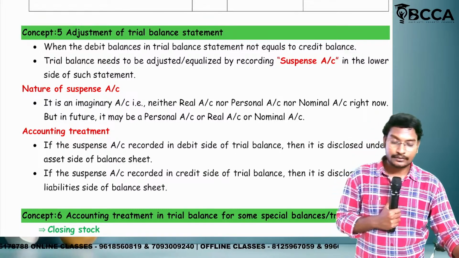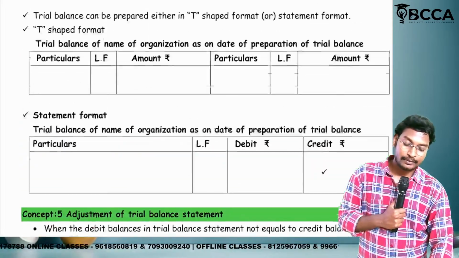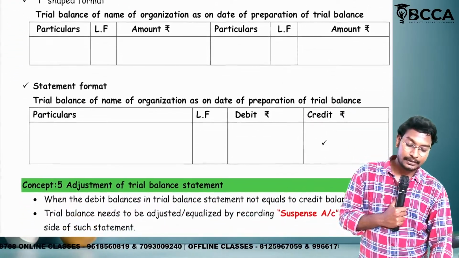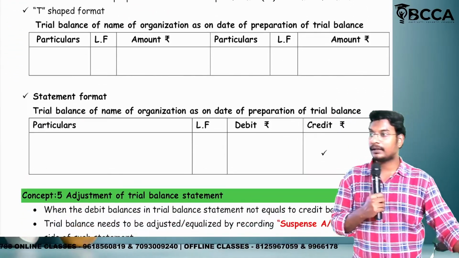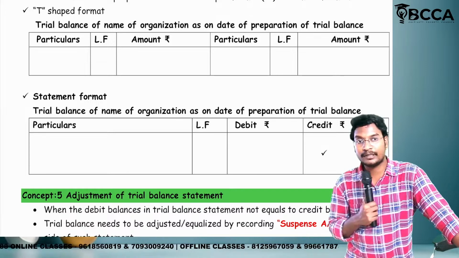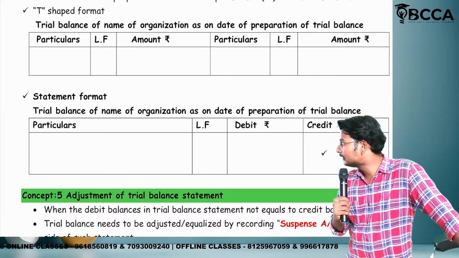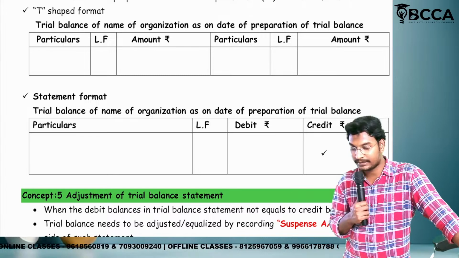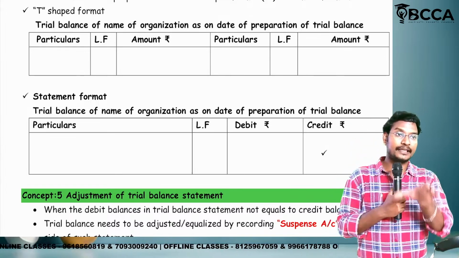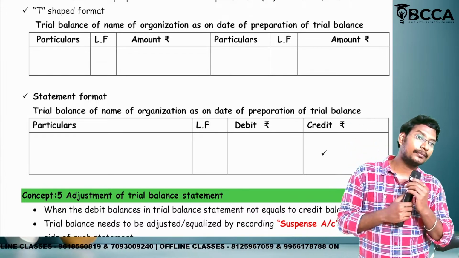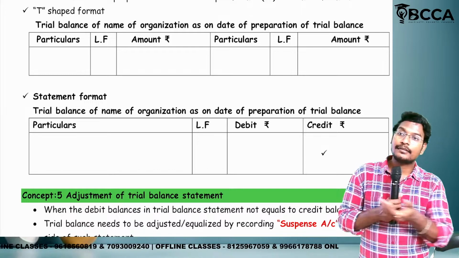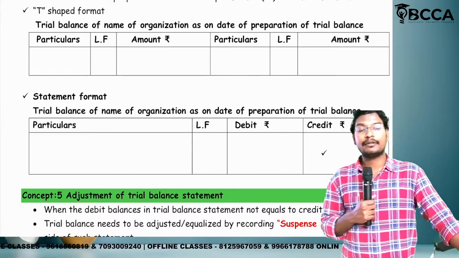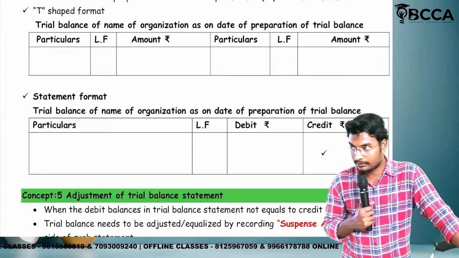Next is format. Format means how to prepare the trial balance: T-shaped or statement. We will use the statement format: particulars, LF, debit rupees and credit rupees. All the accounts will be recorded in the particulars column. What is the LF column? We are taking the balances from the ledgers, not the journals, so the ledger folio, the reference number, is given.